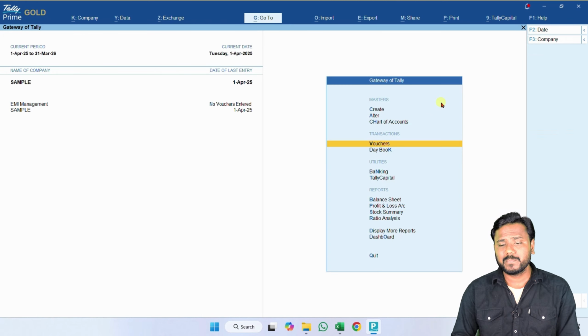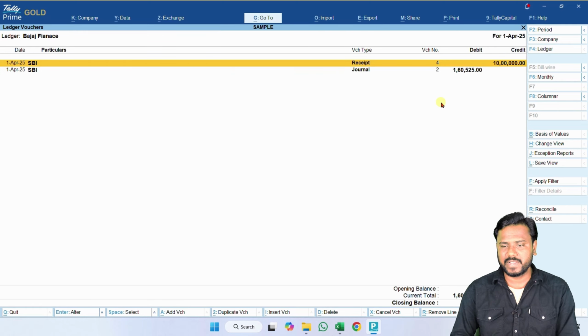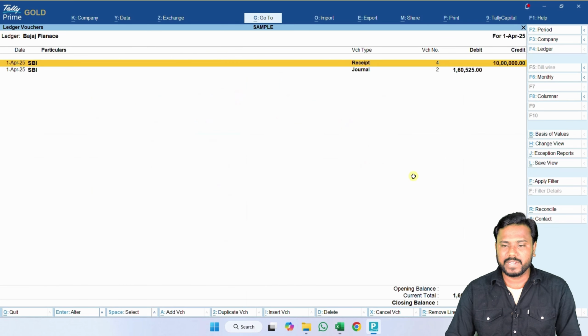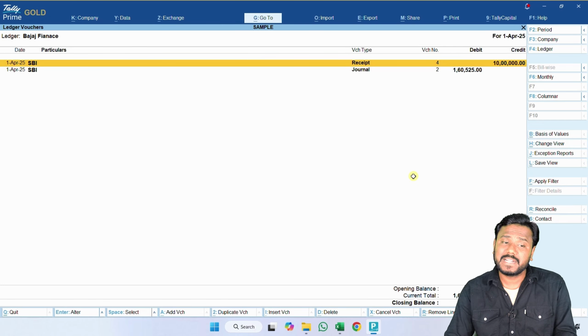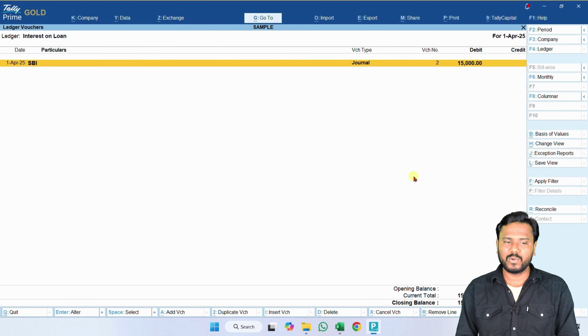Control J. But the problem is, if I go to display more reports, account books, ledger, and open Bajaj Finance, I will be able to find only that I have taken 10 lakhs of loan. In the first month I paid 1,60,525. That's it. But in connection to this loan, how much interest did I pay? To know that, I need to open one more ledger, that is interest on loan. Here I will be able to say, okay, I paid 15,000.